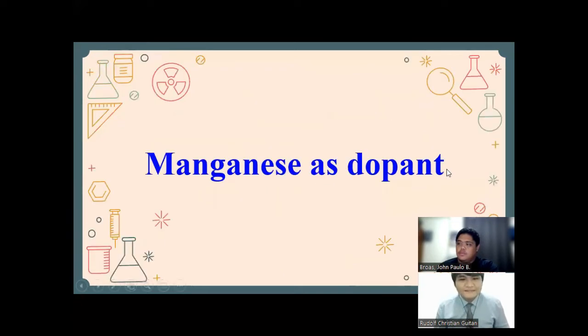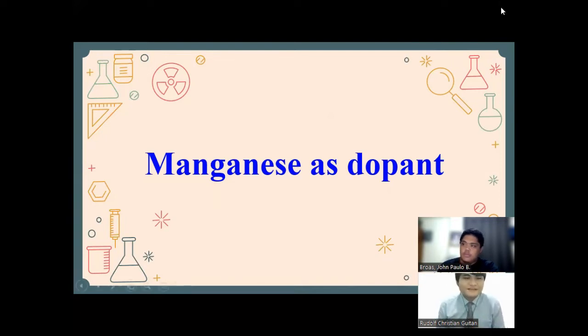Next slide, please. Manganese as dopant. Zinc oxide suffers from fast recombination of electron pairs, which leads to a reduction in its photocatalytic efficiency. Thus, to improve zinc oxide properties, for our research, we use manganese because, according to one of our references, transition metals increase the surface defects and optical properties of zinc oxide.